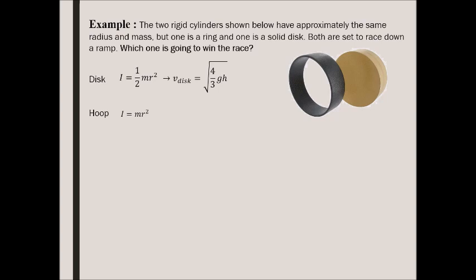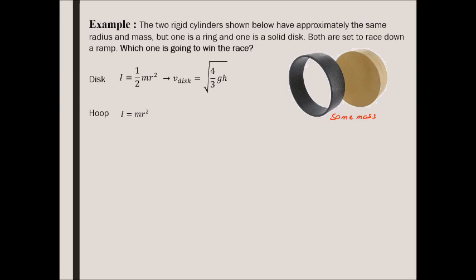Then the question is, let's have a race. So we have a hoop and a solid disk. They both have the same mass. And so what would happen if we send them down at the same time? Who's going to win the race? For the disk, the velocity was the square root of 4/3 gh. So what would that look like then for the hoop?